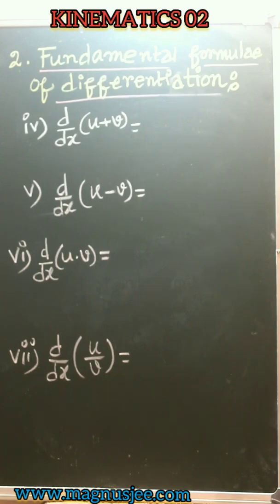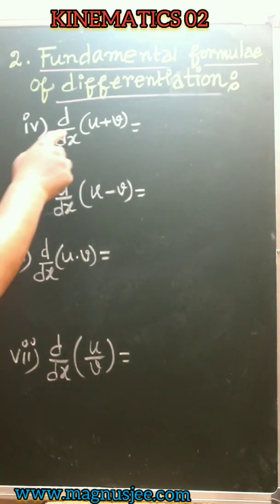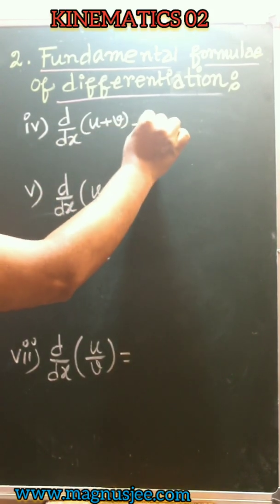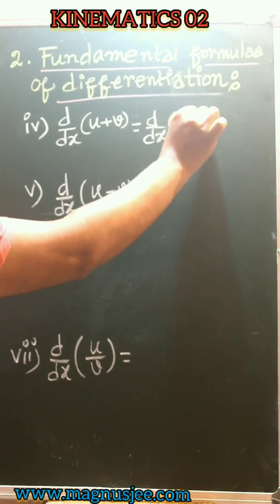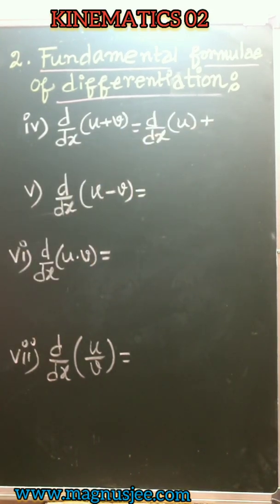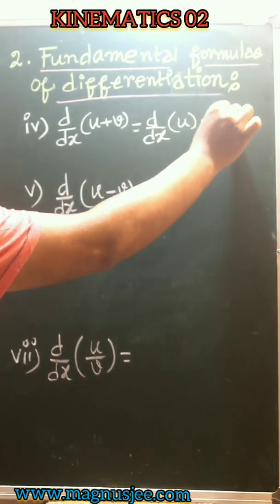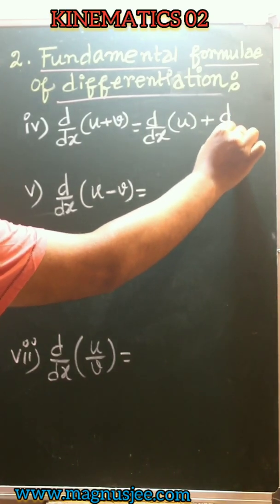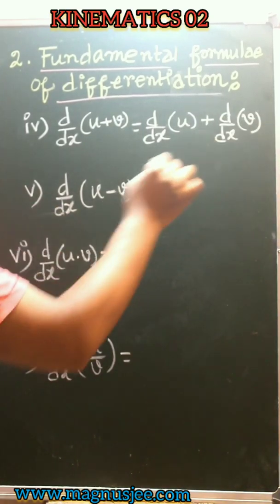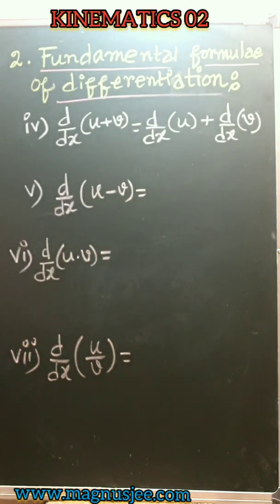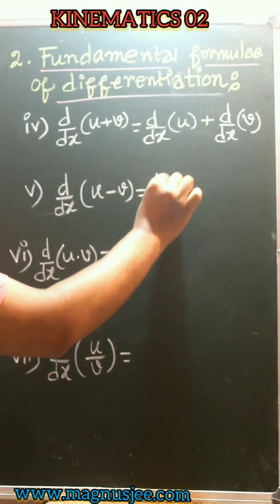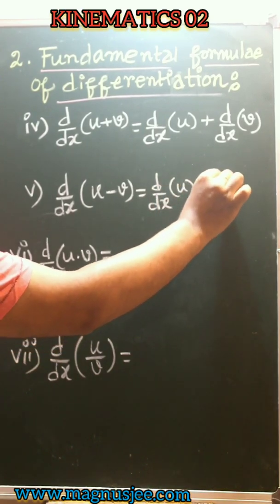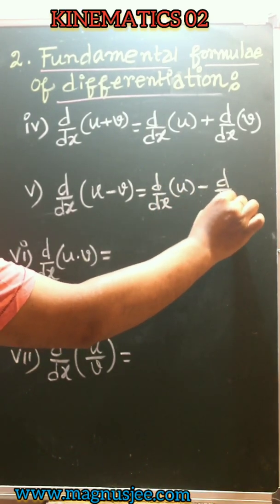Now number 4 formula, ddx of u plus v, summation of two variables u and v. ddx of u plus v becomes ddx of u plus ddx of v. ddx of u minus v will be same as ddx of u plus v, just same as before, ddx of u minus ddx of v.